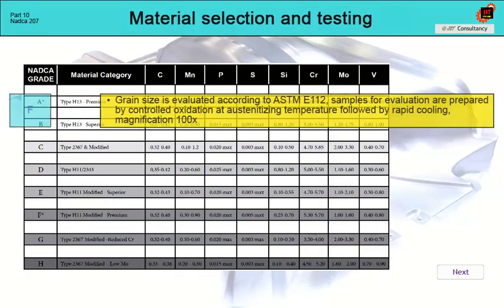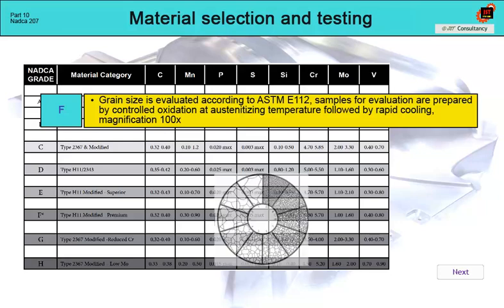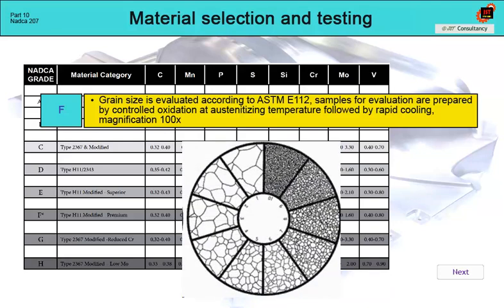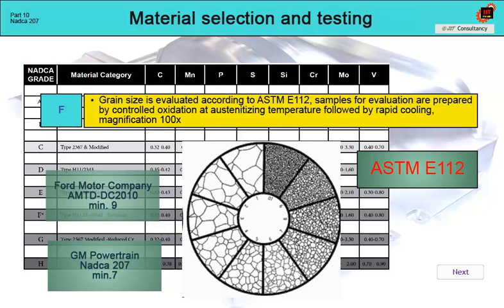Condition F, austenitic grain size. This data is evaluated according to the American standard ASTM E112 on a metallographic cut and tells how many grains are present on a defined surface of the sample at a magnification of 100. The samples for evaluation are prepared by controlled oxidation at austenitizing temperature followed by rapid cooling. The minimum for die-cast inserts is size 7, but there are related corporate standards that allow a minimum grain size of 9 and above.